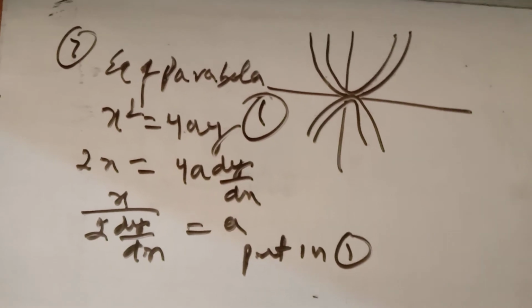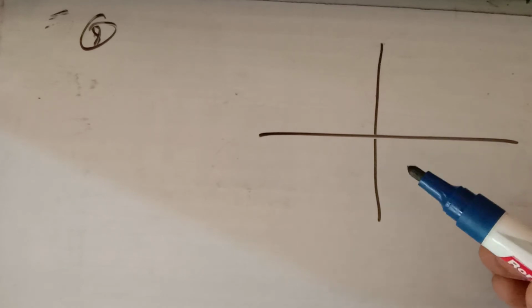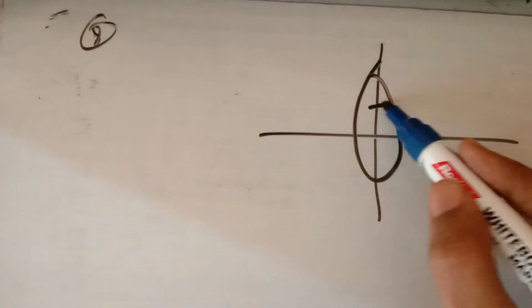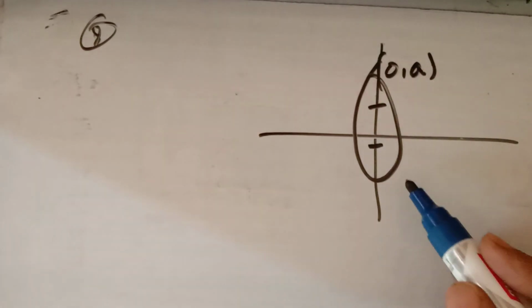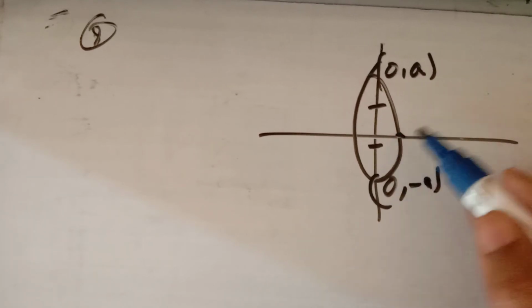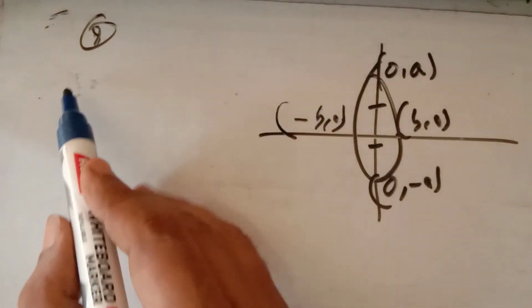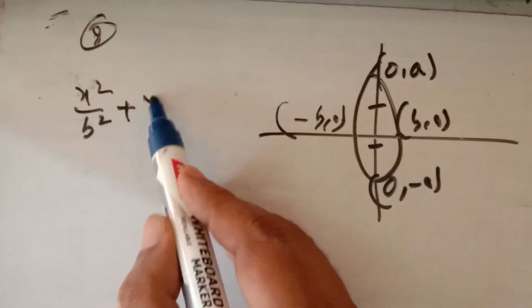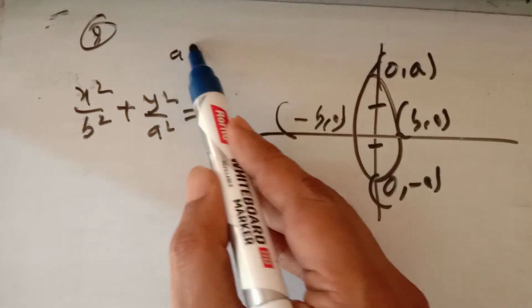In question number 8, we have a family of ellipses with focus on the y-axis. Find the differential equation of the family of ellipses having the focus on the y-axis. Now the equation of the ellipse whose focus is on the y-axis is x square upon b square plus y square upon a square is equal to 1, where a is always greater than b.